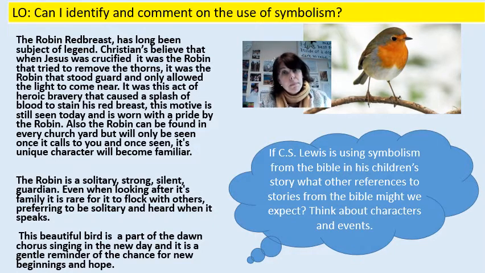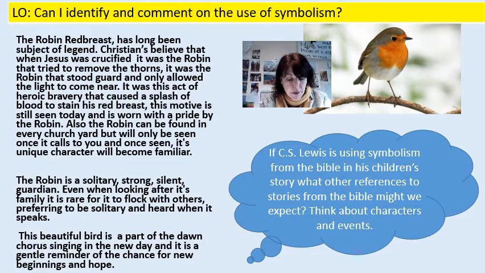The robin got some of the blood on its breast, and since then it's worn it with pride, if you like, as a symbol of being helpful. And lots of gardeners will report that when they're out gardening, robins will come along and sit on their spades and keep them company. And for tiny little birds, they're really quite plucky and brave, but also very, very solitary. It says here the robin is a solitary, strong, silent guardian. Even when looking after its family, it's rare for it to flock with others, preferring to be solitary and heard when it speaks.